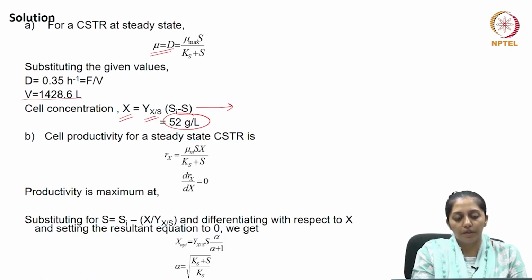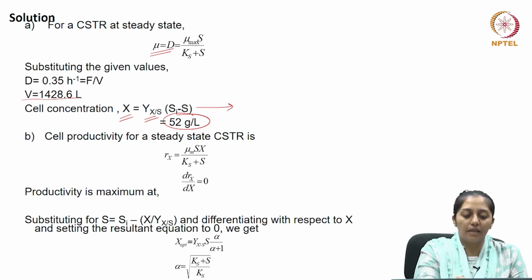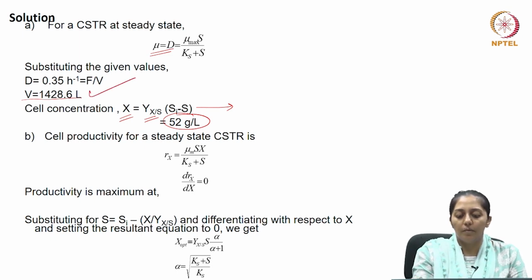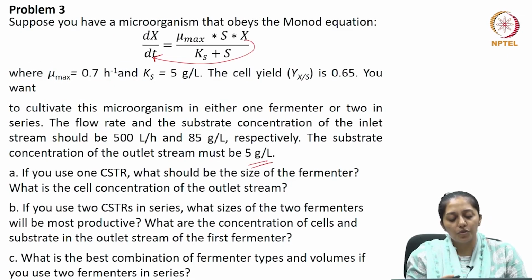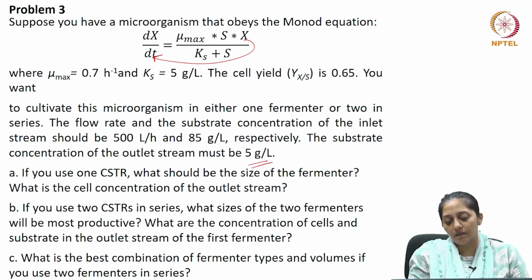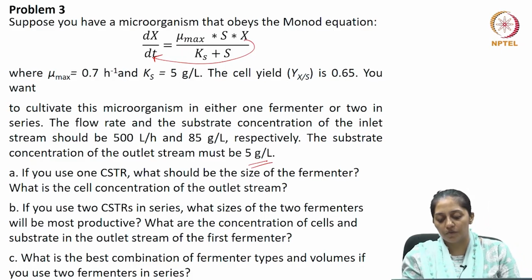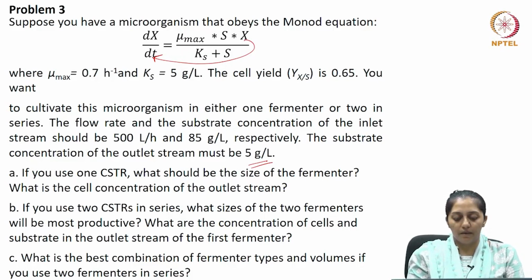So, we have now determined both the parts, the size of the reactor and the biomass at steady state. Let us see the second part. If you use two CSTRs in series, what size of the two fermenters will be most productive? What are the concentrations of cells and substrate in the outlet stream of the first fermenter?